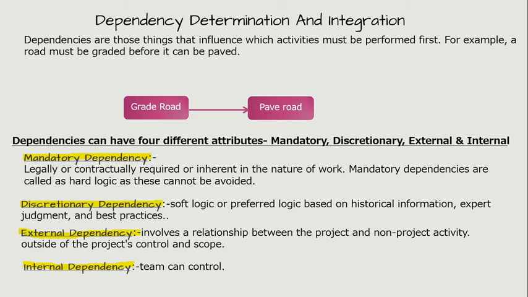Dependencies can have four different attributes: mandatory dependency, discretionary dependency, external and internal dependency. Mandatory dependency. A mandatory dependency is a dependency that is legally or contractually required or inherent in the nature of the work. For example, in an electronic project, a prototype has to be built before it can be tested.